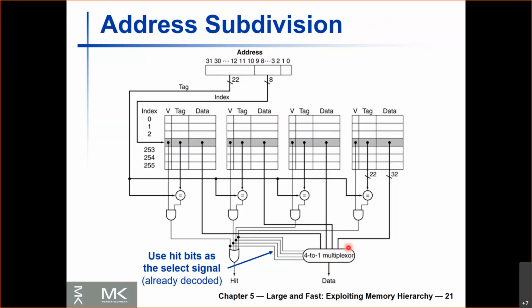So someone's asking, the multiplexer here is just AND gates. I mean, it could be AND gates or it could be three-state buffers, right? But the point is that in either case, you don't need a decoder because your select signal is already decoded. Your select signal is already in one-hot encoding. Okay. Any questions? Is this clear to everyone?